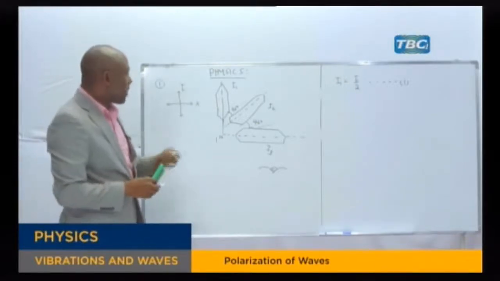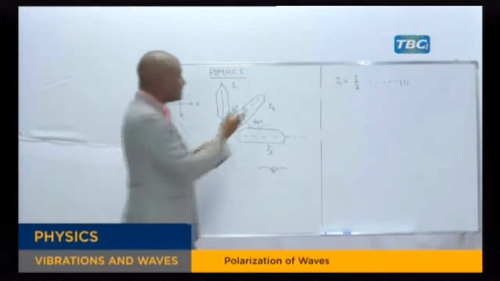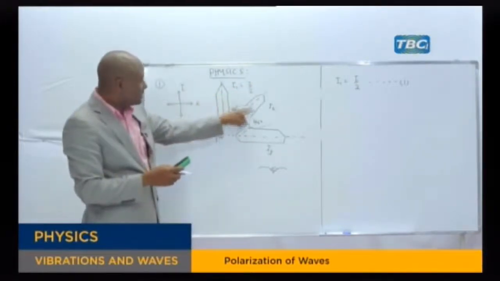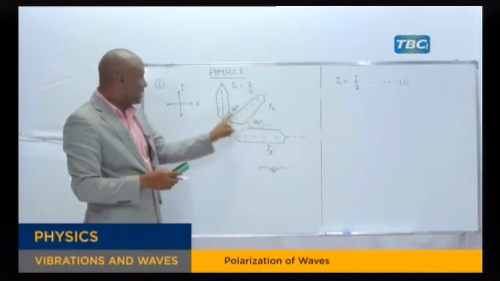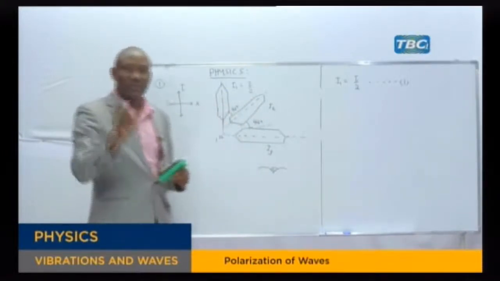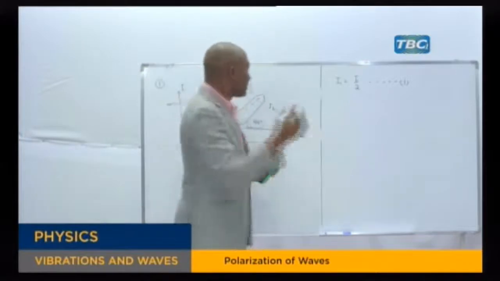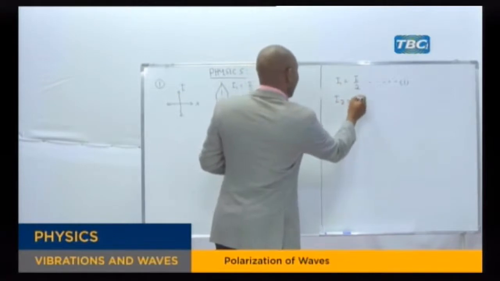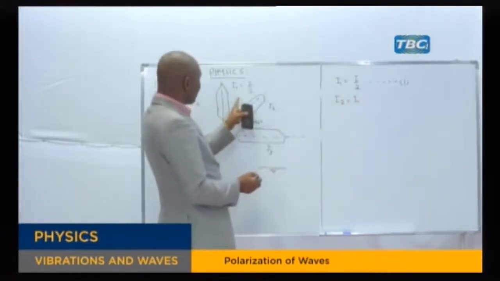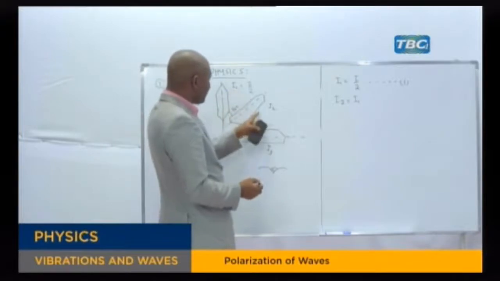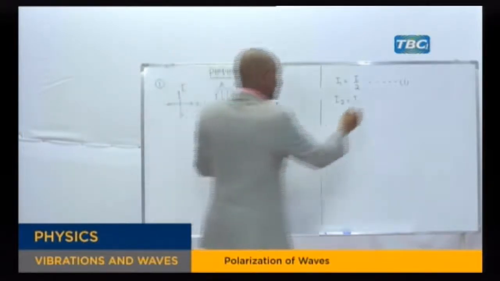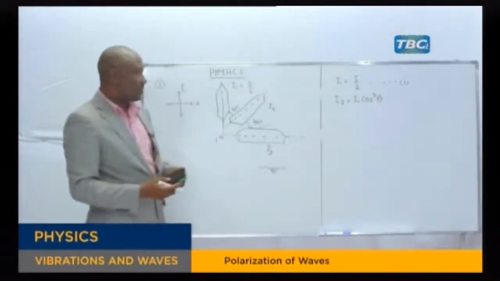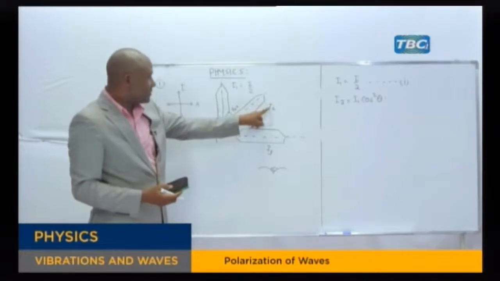Then how much of this I over 2, which has been allowed to pass, will pass through the second polarizer? The angle between them is 45. That's where you're supposed to apply Malus's theorem. The formula says I2 equals I1. We don't go back to the original; we start from here. I1 passes to the second polarizer, and it's given by the cosine of the angle squared. That's the theorem, but I2 is what we are looking for.